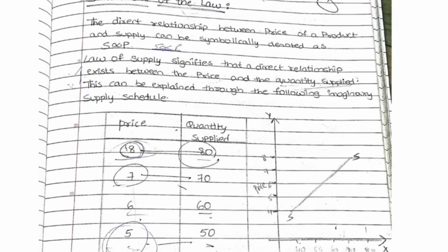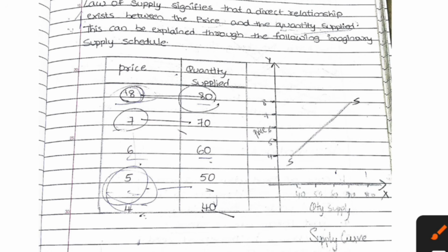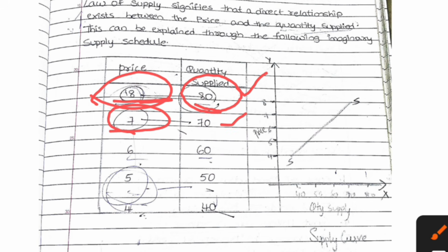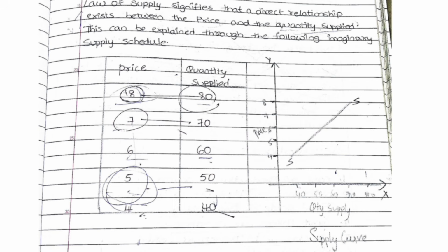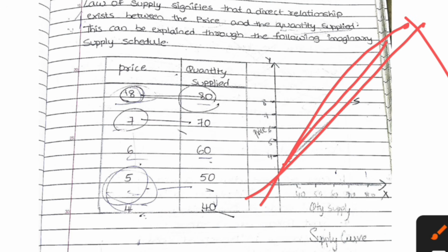Next, what is the statement of the law? You need to remember what I have said. When price is more, quantity supplied is also more. When the price is 8, supply is 80. When price is 7, supply is 70. When price is decreasing, automatically supply is also decreasing. When price increases from 4 to 8, automatically supply also increases from 40 to 80. The law of demand slopes downwards, but the law of supply slopes from left to right in an upward direction. The law of supply always goes in the upward direction only.